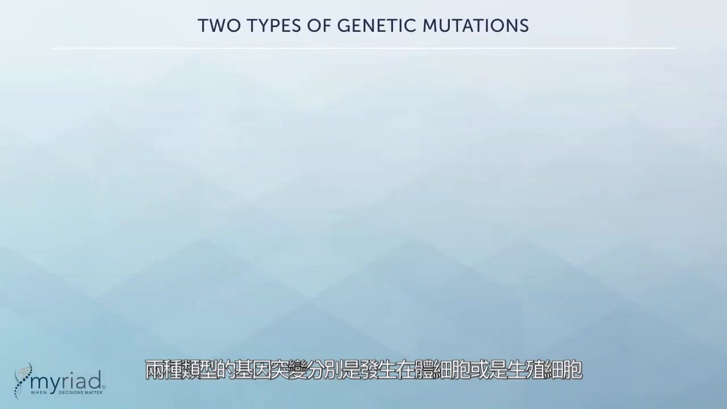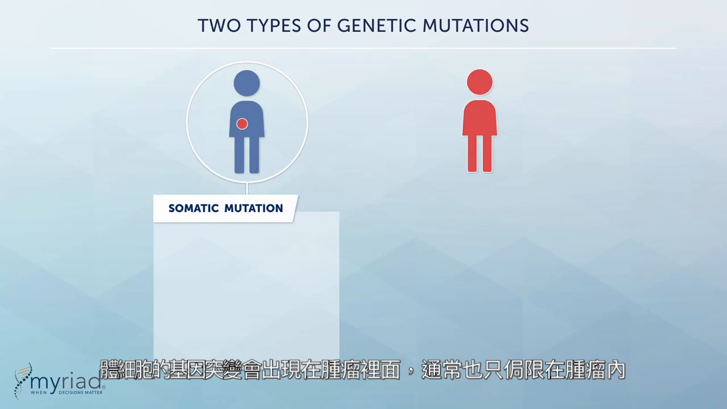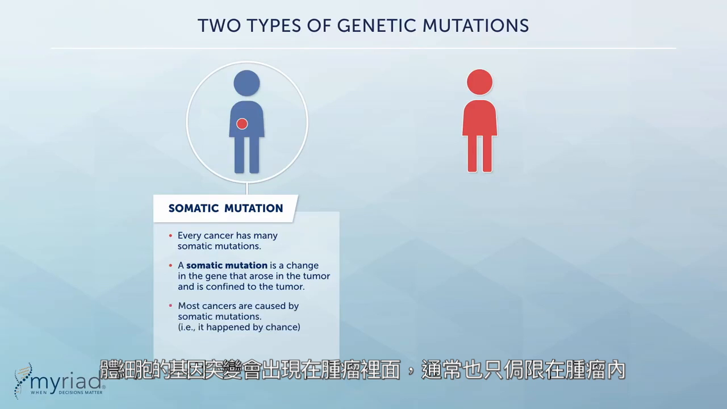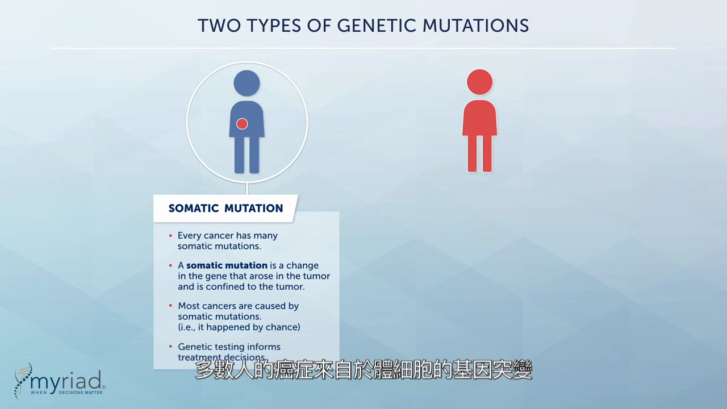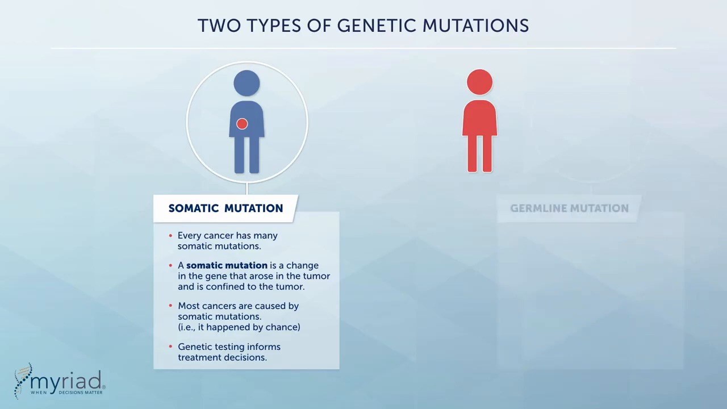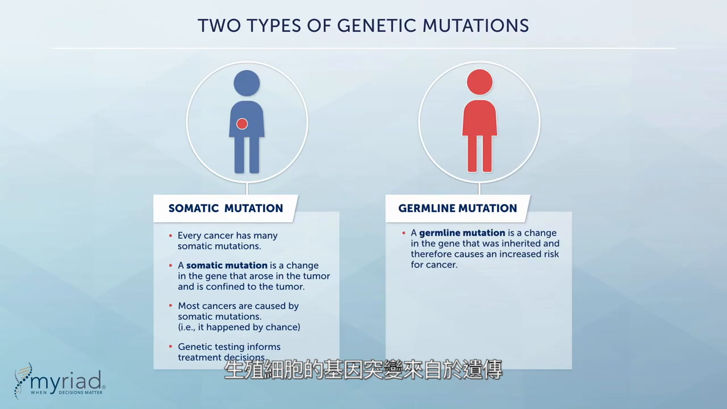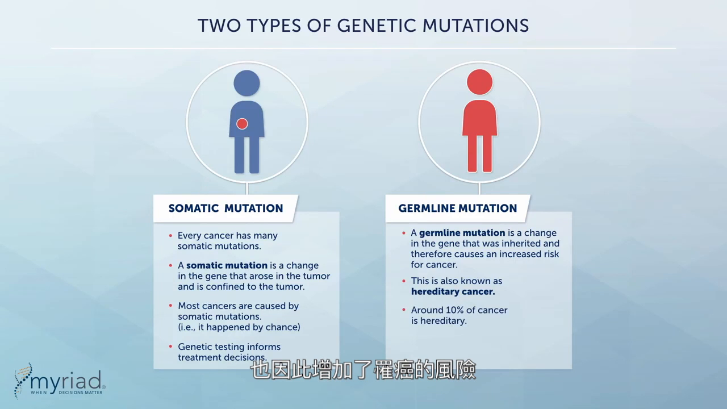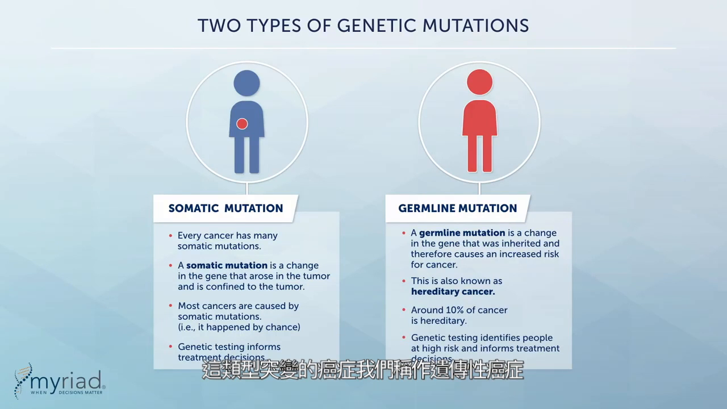There are two types of genetic mutations, somatic and germline. A somatic mutation is a change in a gene that arose in a tumor and is confined to that tumor. Most cancers are caused by somatic mutations. A germline cancer mutation is a change in the gene that is inherited from a parent and therefore causes an increased risk of cancer. This condition is known as hereditary cancer. Approximately 10% of all cancers are caused by inherited mutations and can be identified with genetic testing.